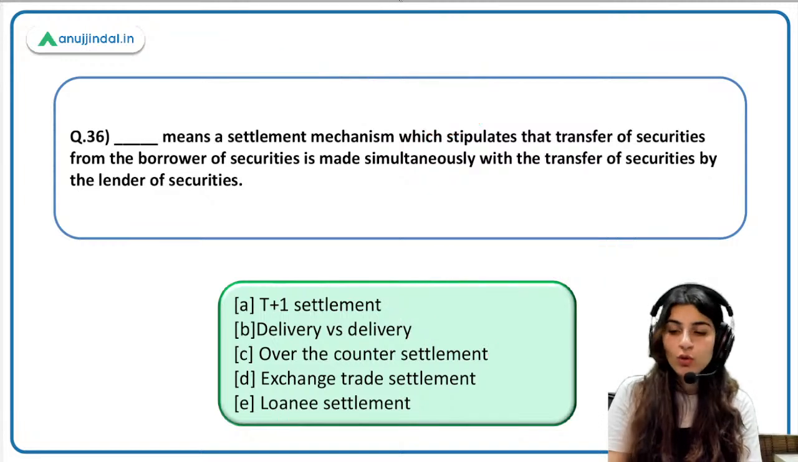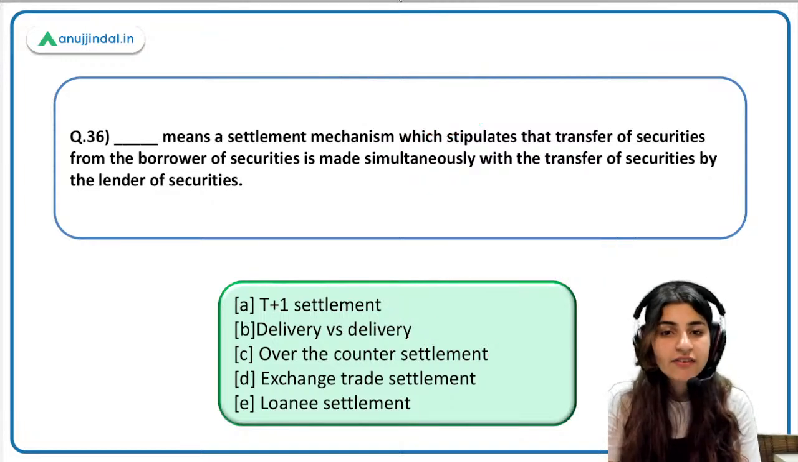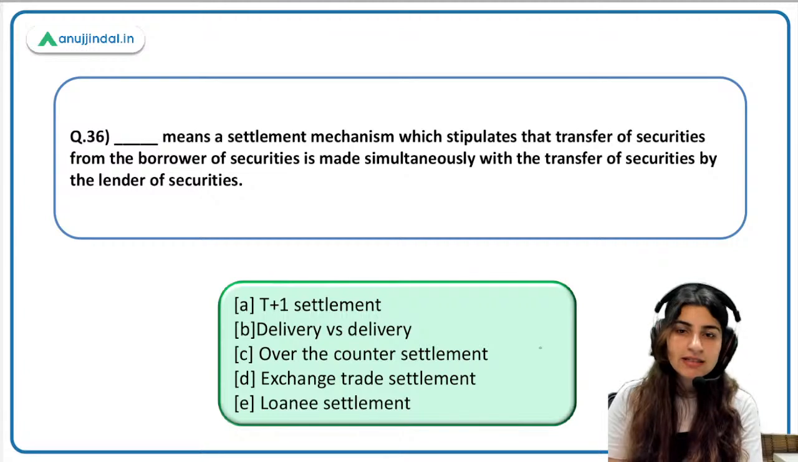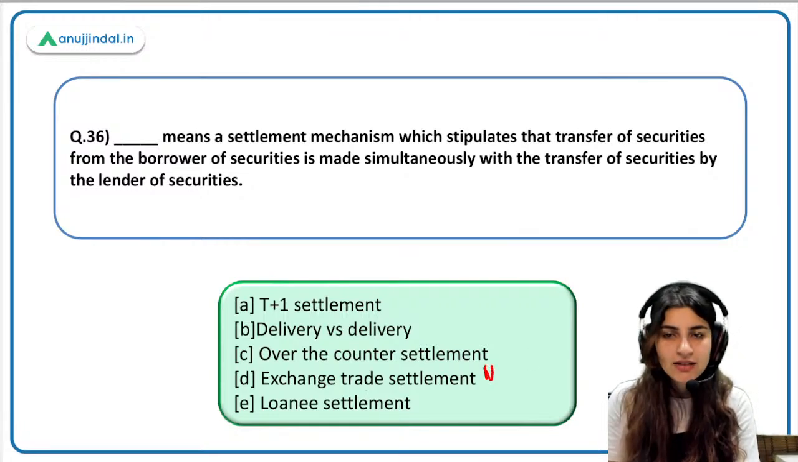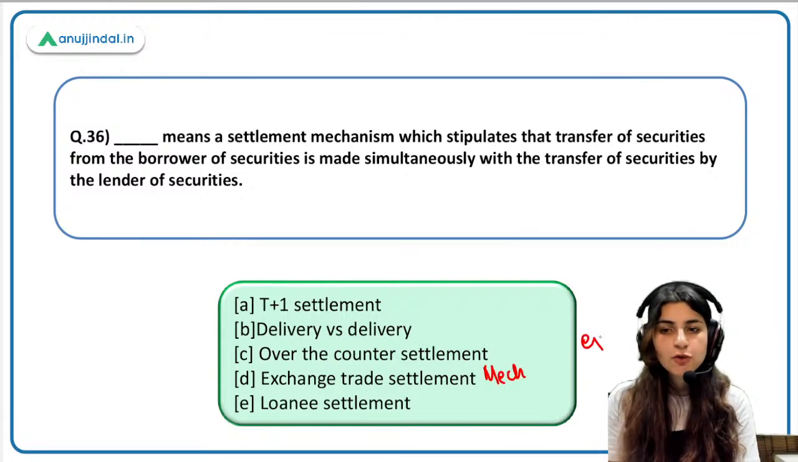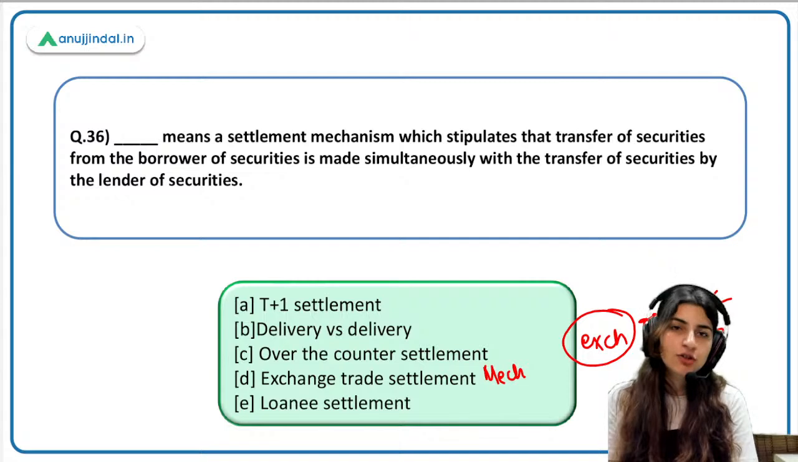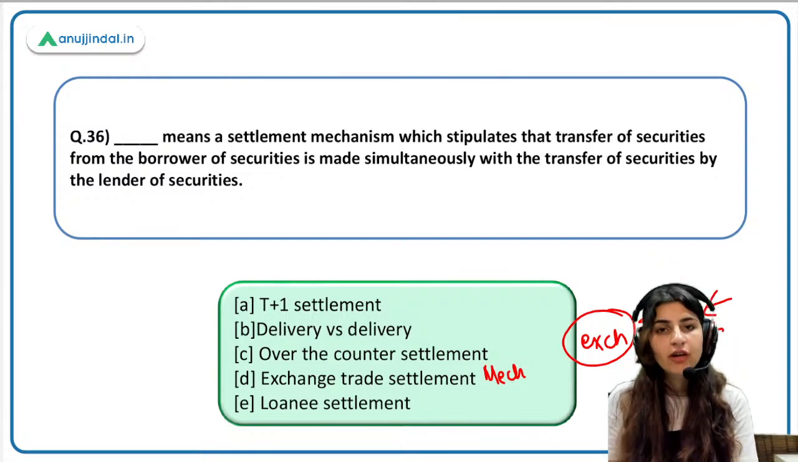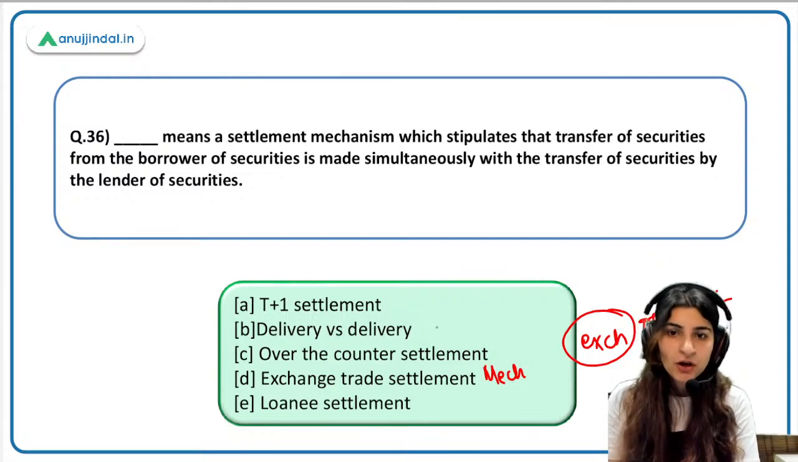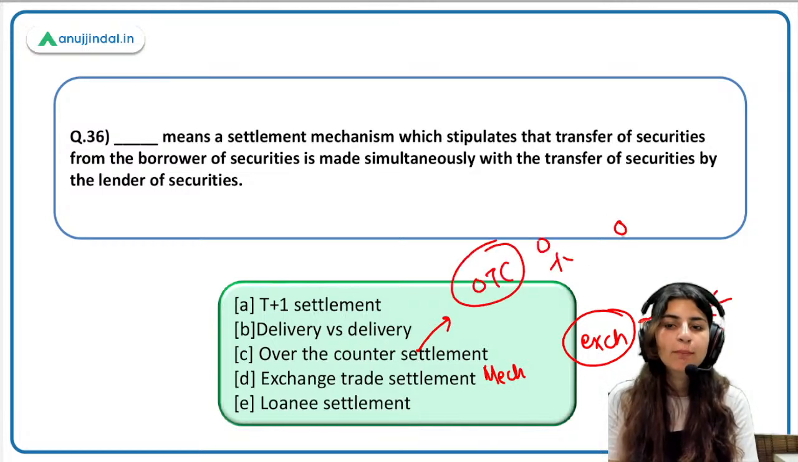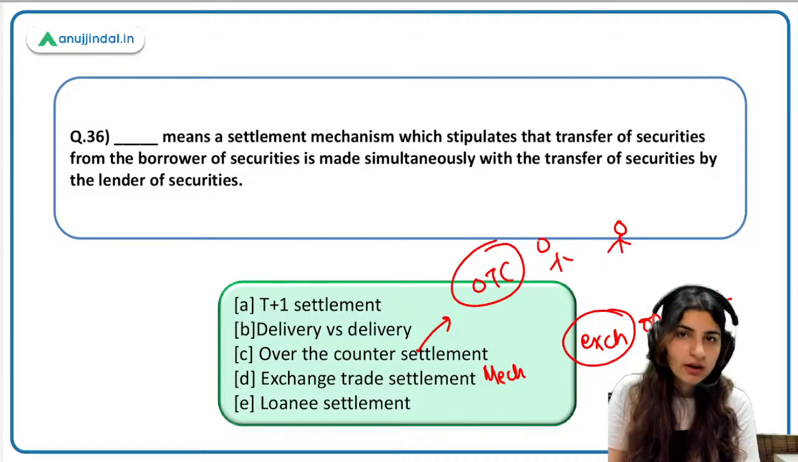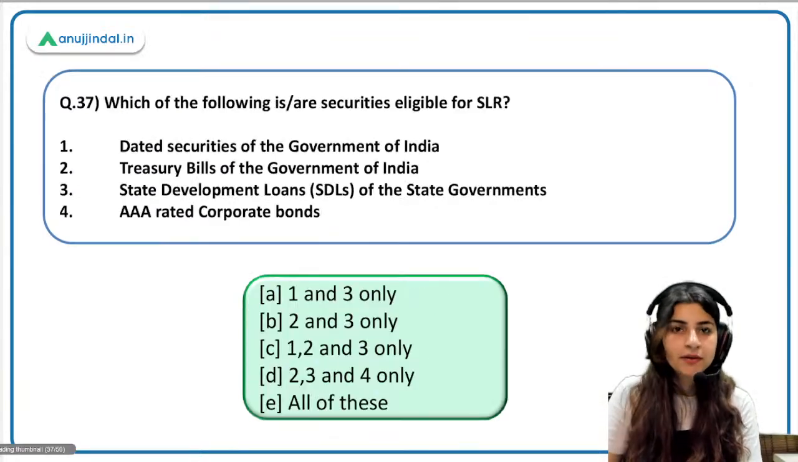I hope आप सब लोगों को ये पता होगा. The correct answer here is delivery versus delivery. Exchange traded settlement एक exchange traded mechanism होता है wherein exchange पे, stock exchange पे open transactions होती हैं for all the available investors or all the people who are interested in the stock exchange, members of the stock exchange. Over the counter क्या होता है? OTC market में जब दो लोगों के बीच में एक personalized transaction होती है of securities, that is over the counter mechanism.